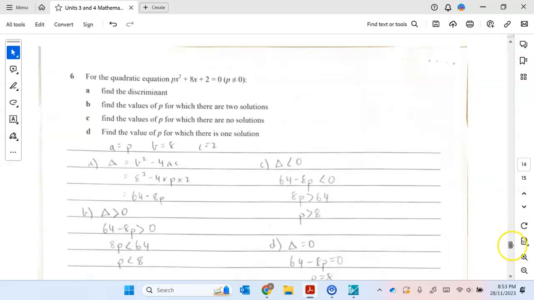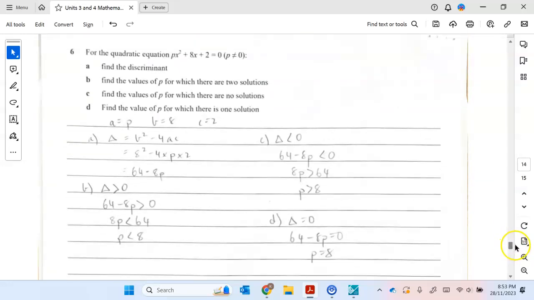All right, just make sure that there's no tricky ones. I know I'm coming towards the end. For the quadratic equation, px squared plus 8x plus 2 equals 0, where p cannot equal 0, again, because you wouldn't have a quadratic. Find the discriminant, easy peasy, there it is. Find the values of p for which there are two solutions. So we want it to be greater than 0.